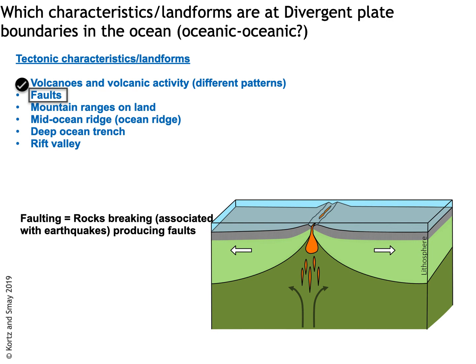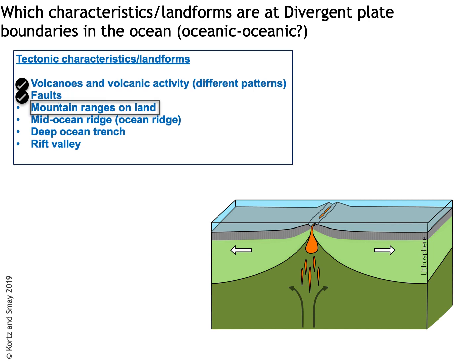How about faulting? We have already indicated this along with faulting, and so I guess I should have said, how about faults? So same answer. Faulting produces faults. The faults are the features produced by rocks breaking. They're going to occur in the same places earthquakes are. How about mountain ranges on land? In this case, on land basically means on a continent. So with no continent, no mountain ranges on land.